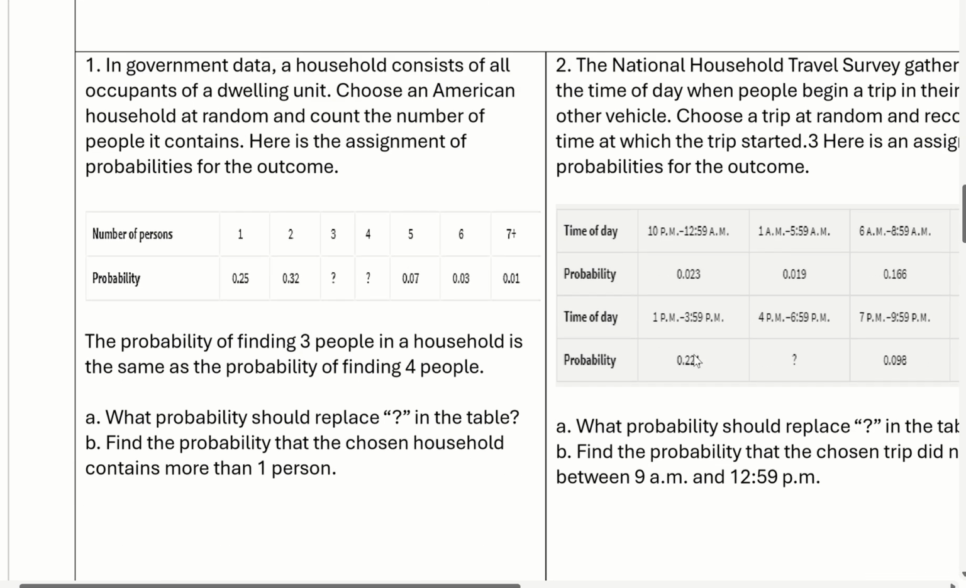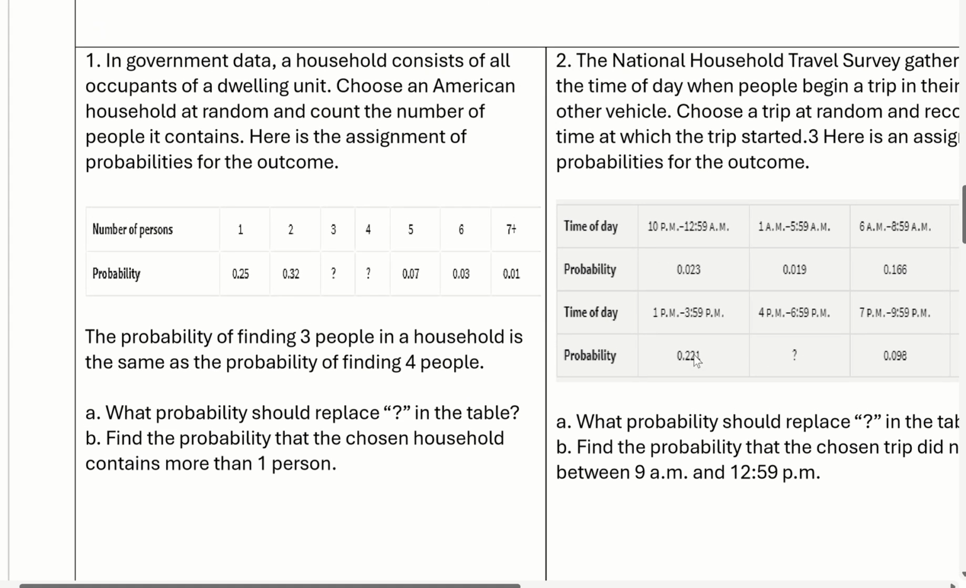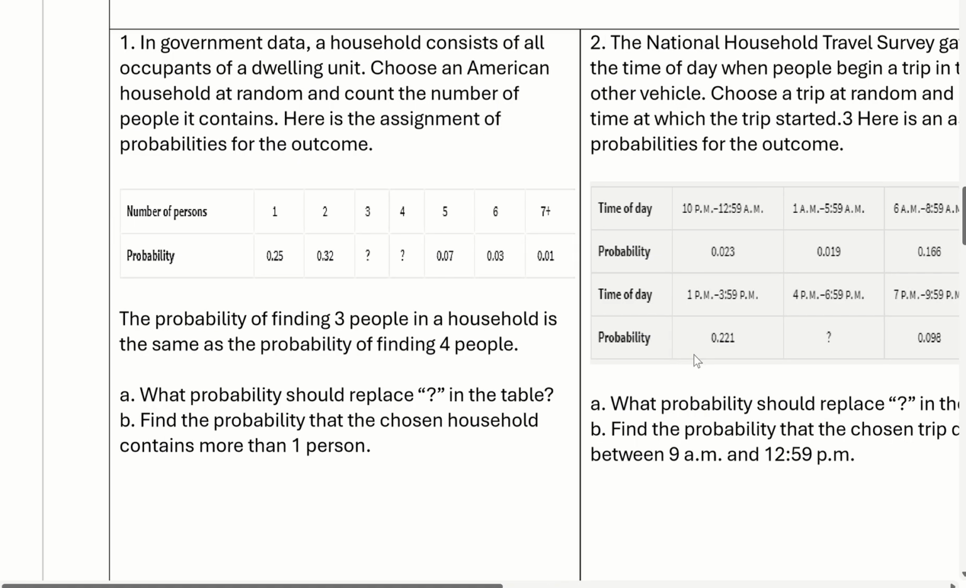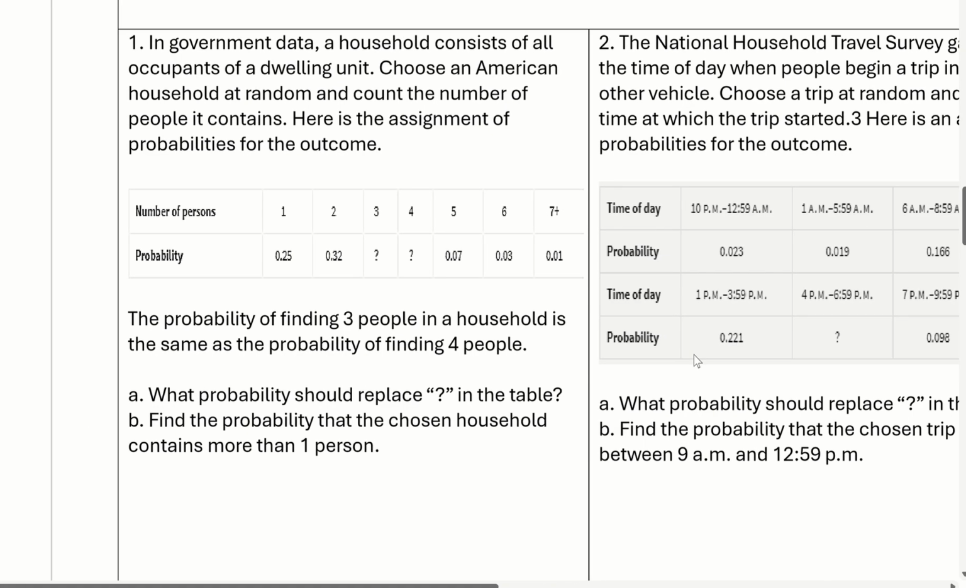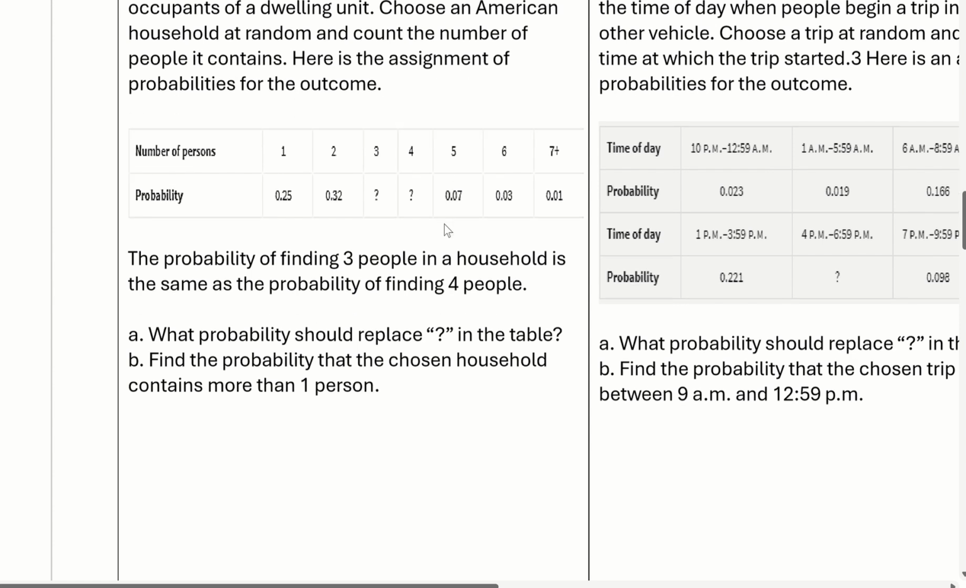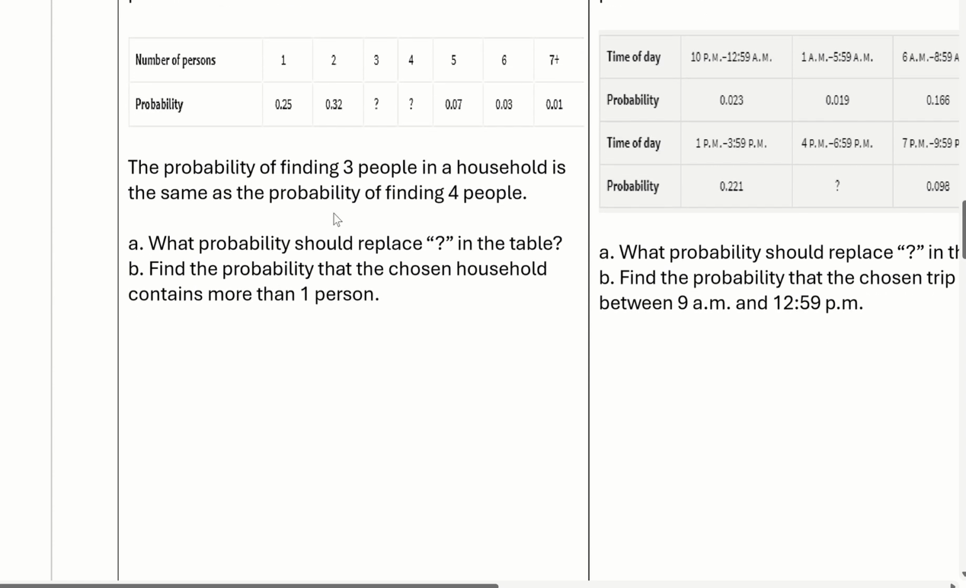So this problem set is about valid probability models and using the addition rule. In government data, a household consists of all occupants of a dwelling unit. Choose an American household at random and count the number of people it contains. Here's the assignment of the probabilities. The probability of finding 3 people in a household is the same as the probability of finding 4 people. So let's just call this X, if you will. So they're the same, so we'll call them X. What probability should replace the question mark?